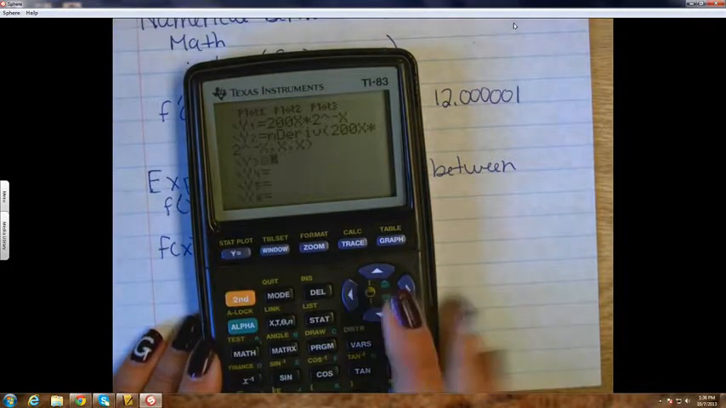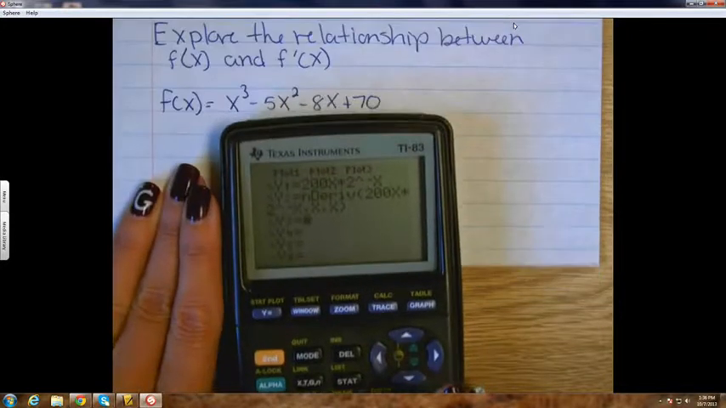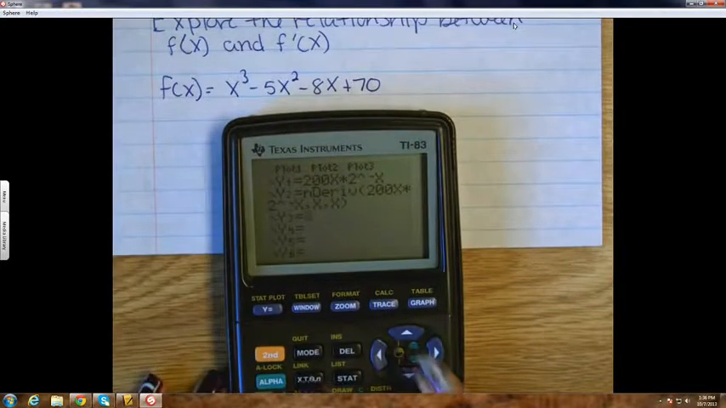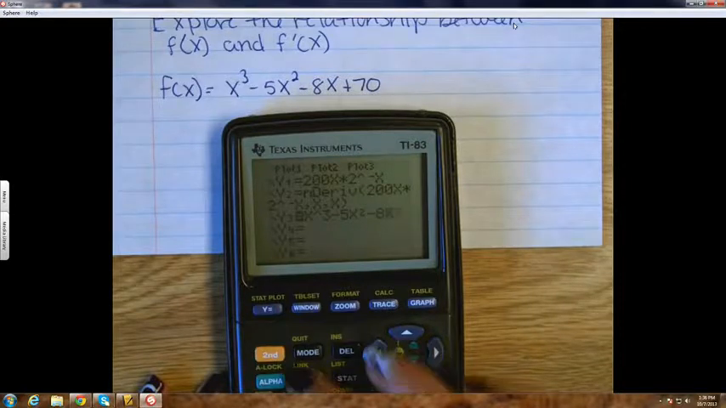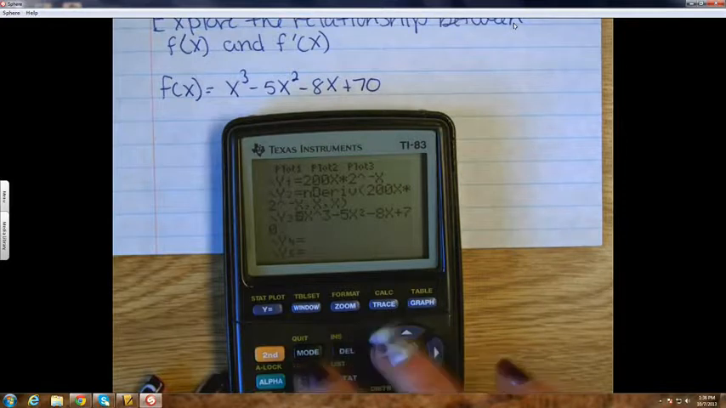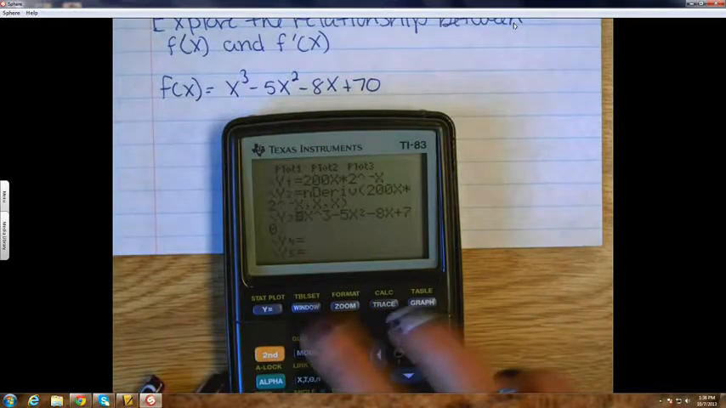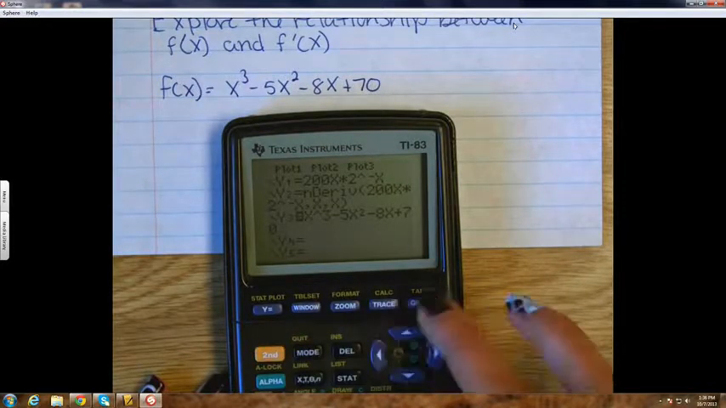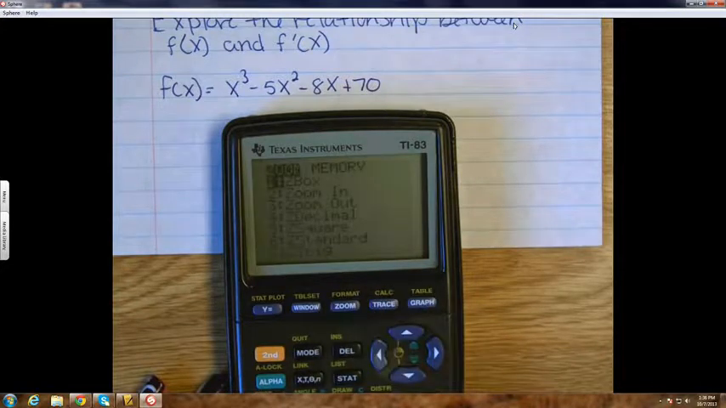This one. x cubed minus 5x squared minus 8x plus 70. My window's probably going to have to get set up here. I'll pick zoom 6 to see what we've got.